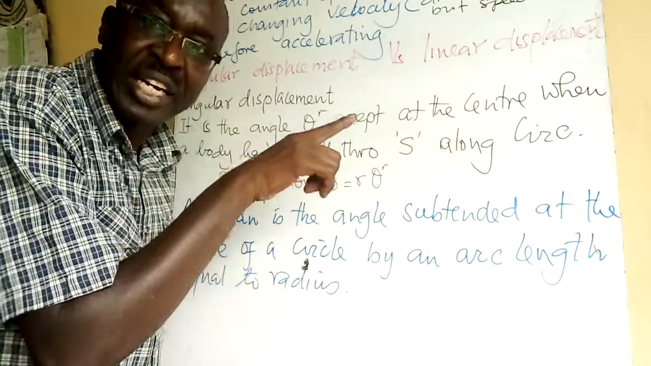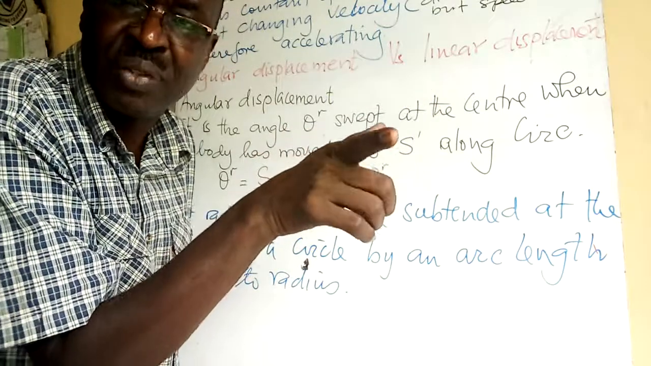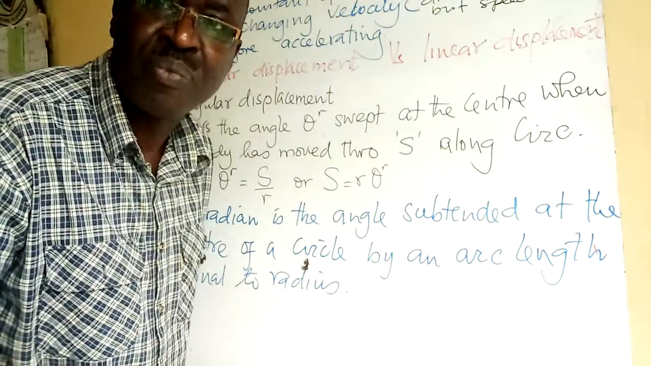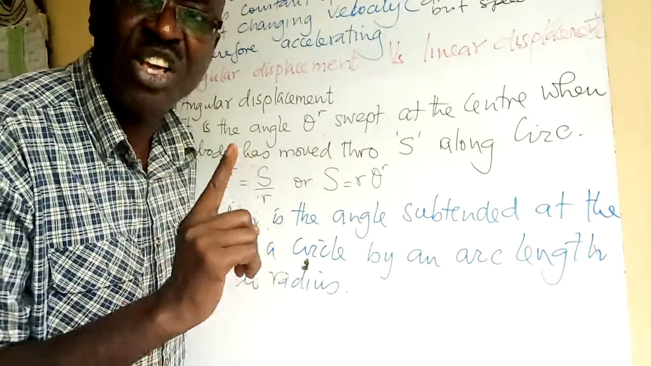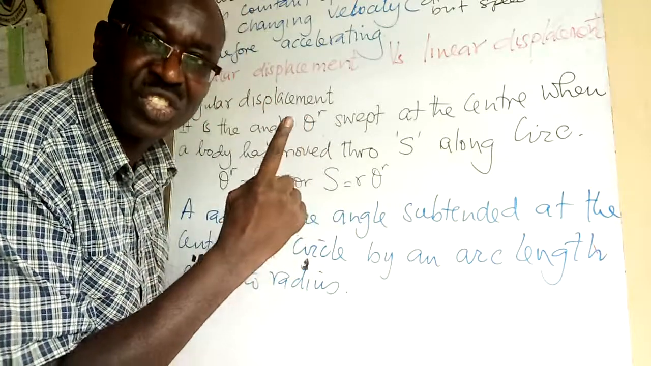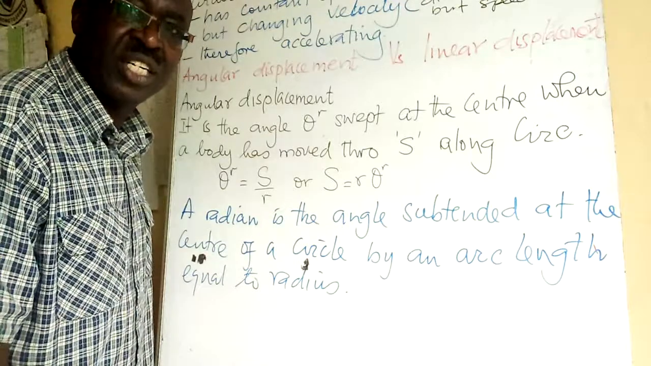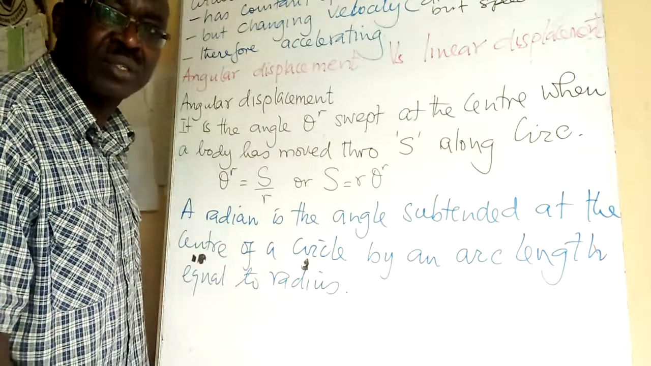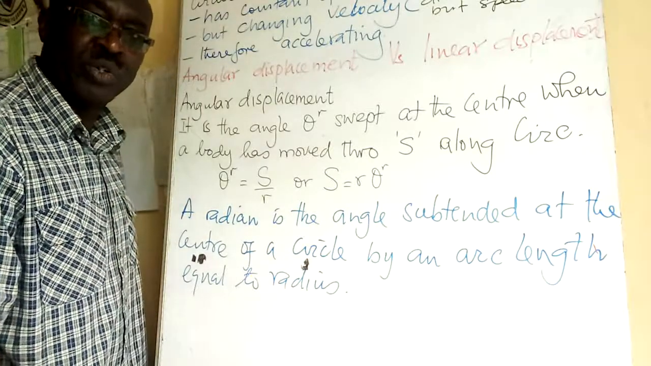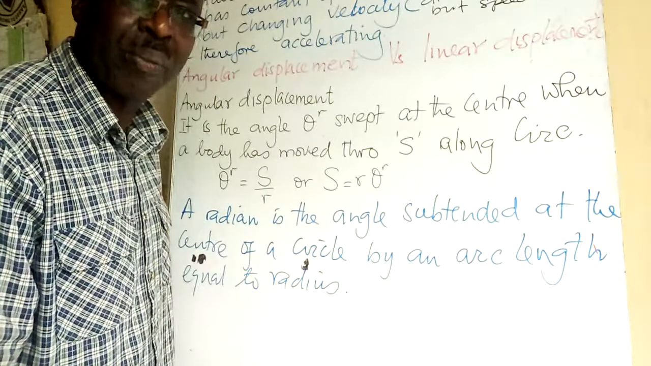Anytime there is a length swept along the circumference, there will always be an angle subtended at the center. But I am introducing a new measurement of angle, not in degrees, but in radians. I will explain that. What is theta in radians? It's not theta in degrees. But you will not get lost if you know the relationship between degrees and radians from mathematics.